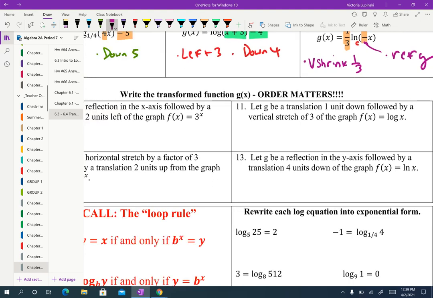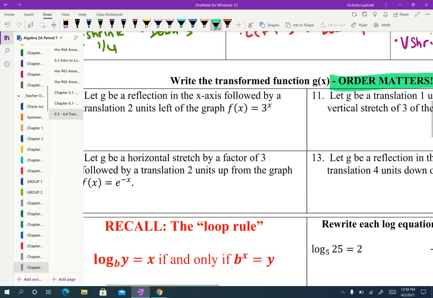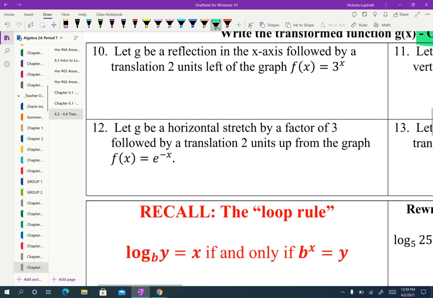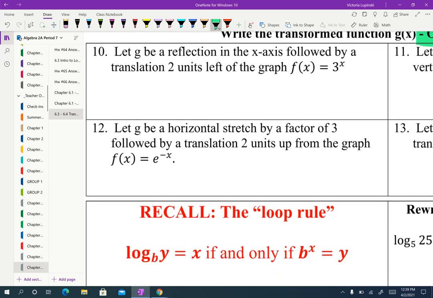So write the transformed function g of x, and again, order matters. Whatever order the problem is given to you, you have to make sure that you follow that order when you go ahead and write the equation. So here for number 10, let g be a reflection in the x-axis, followed by a translation 2 units to the left, and you're starting off with the function 3 to the x.